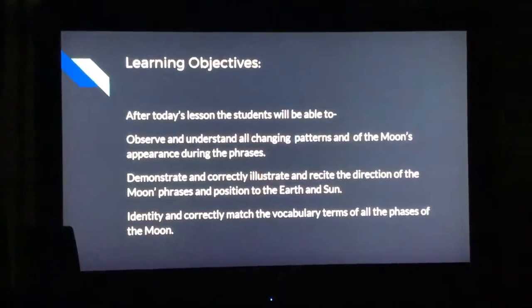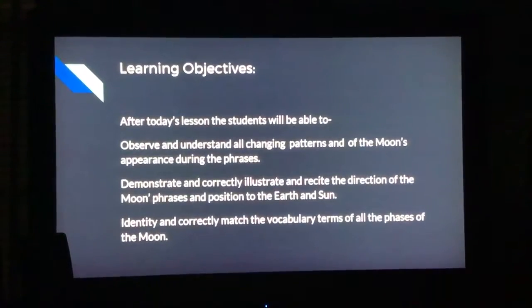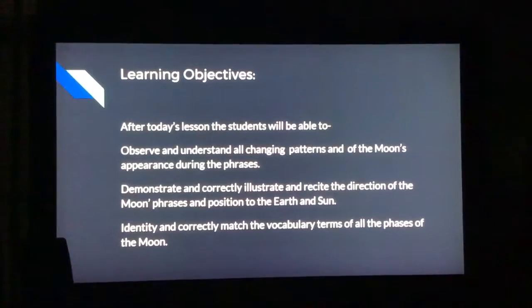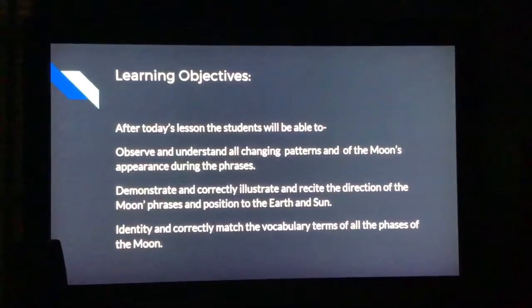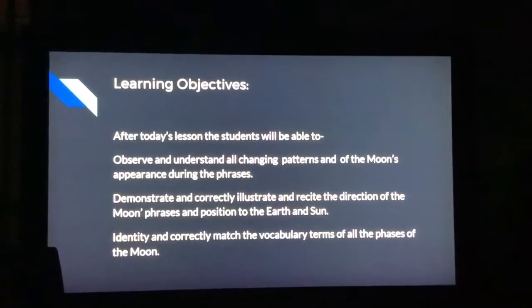So you can get familiar with what it is. Also, you're going to identify and correctly match the vocabulary terms to the phases of the moon. So basically it's saying everything we're going to go over today.